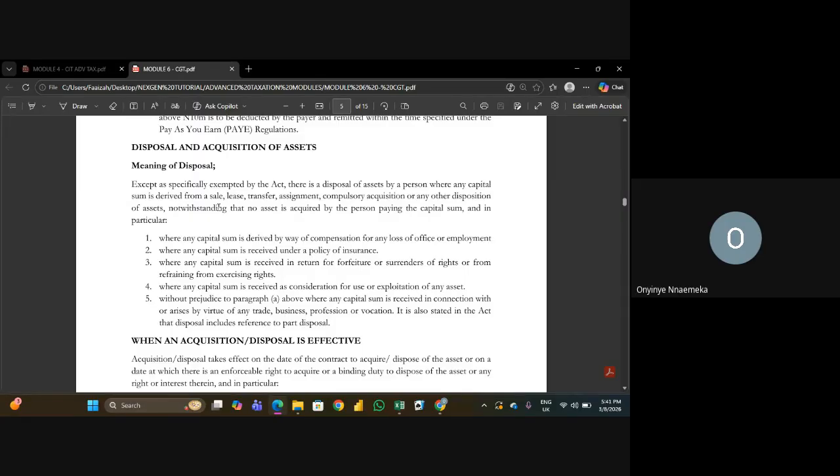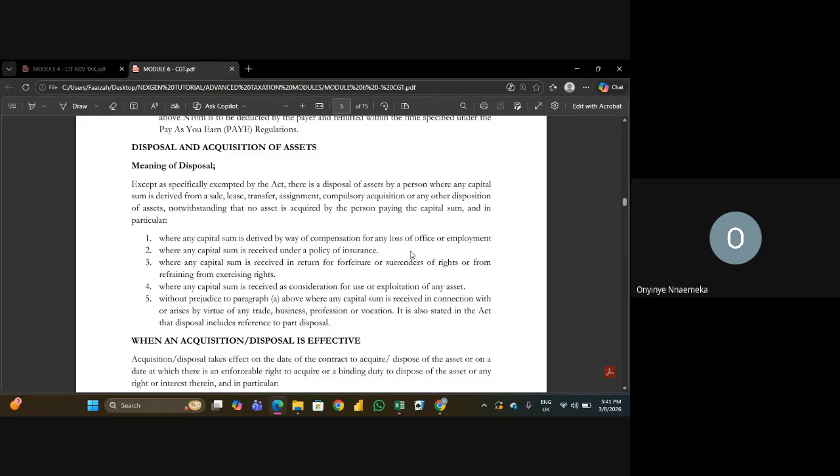Number one, where any capital sum is derived by way of compensation for loss of office. I think we've talked about this before. When your company decides to fire you without any reason, they pay you money, right? That is disposal. Where a capital sum is derived under a policy of insurance, you insured your goods, you got a bond, and they gave you money. Is what?